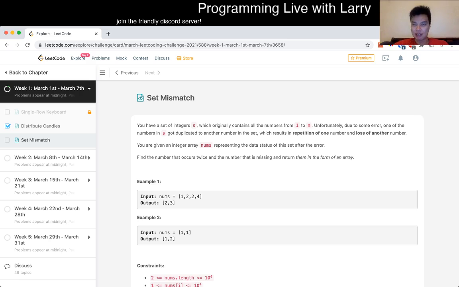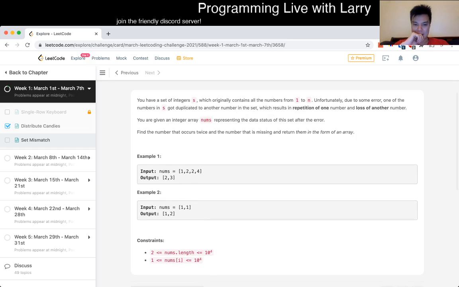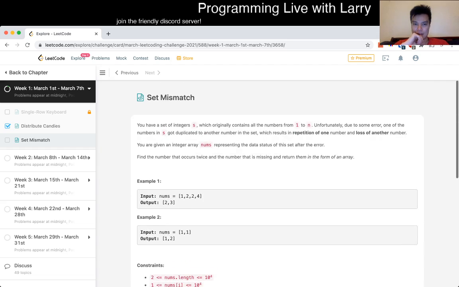But yeah, you have S, one to N, one of the duplicate to another number. I think the standard way, and if I did this in a competition, I would definitely just create a set, and then it becomes very obvious what the number is, and you just do some for loops. But I'm trying to think whether I can do this better.